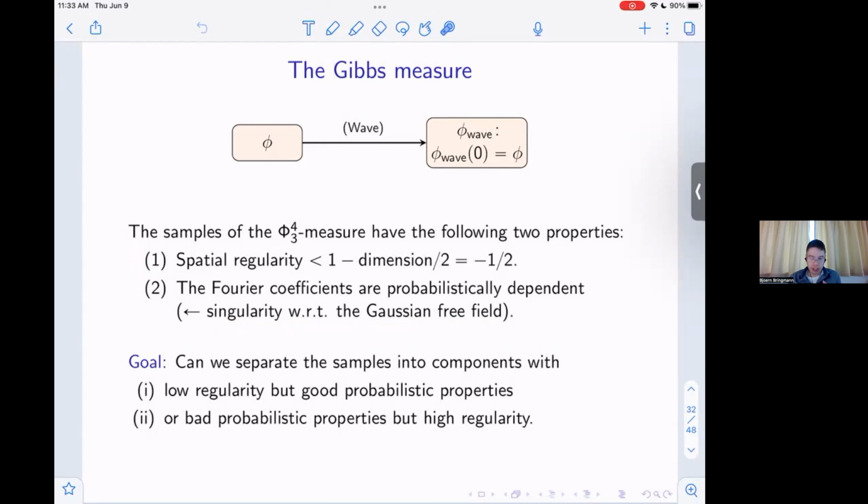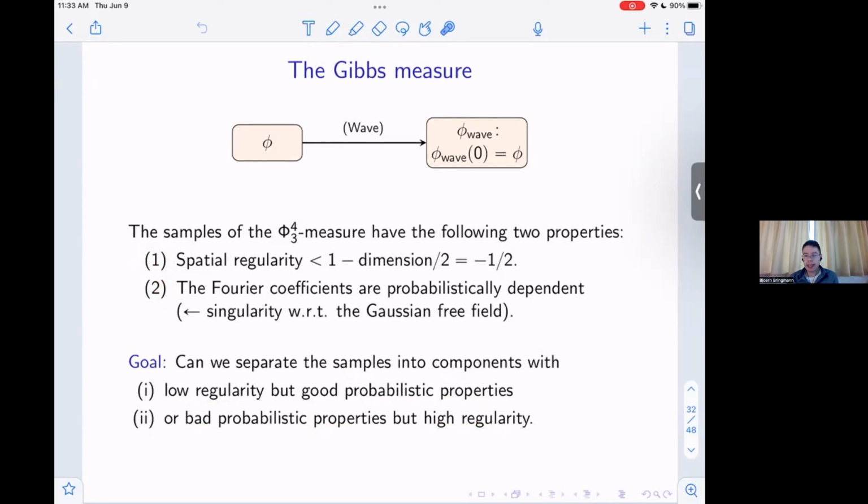So we can hope to separate our samples into components which either have low regularity but good probabilistic properties, so some components which have this problem but not this one, and some other components which have bad probabilistic properties but high regularity. Okay, so they have this problem right here but not this one. So this could still be the goal that we have. We don't want to face both of these problems at the same time.